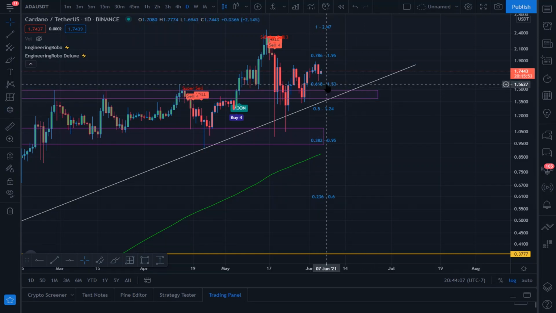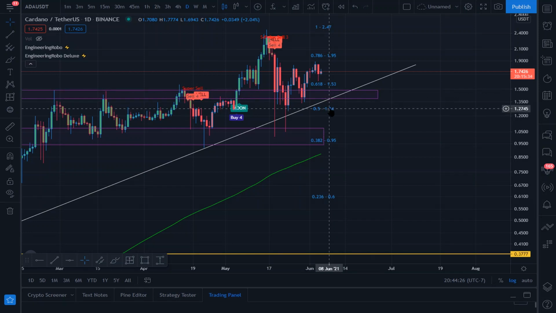Price action is trying to hold that 0.618 line at $1.53. I believe $1.55 is going to be the more psychological, round level. But the 0.618 is at $1.53, just above my $1.49 upper support zone there.